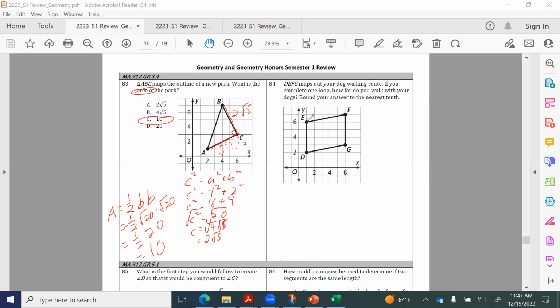So notice this length and this length are congruent. This length and this length are congruent. Now this one is 4. It's also 4. These two we don't know, so we have to solve. That's 1 by 1, 2, 3, 4, 5. So we have c squared equals 1 squared plus 5 squared. Plug in the Pythagorean theorem again. 1 squared is 1, 5 squared is 25. So c squared equals 26. Take the square root.